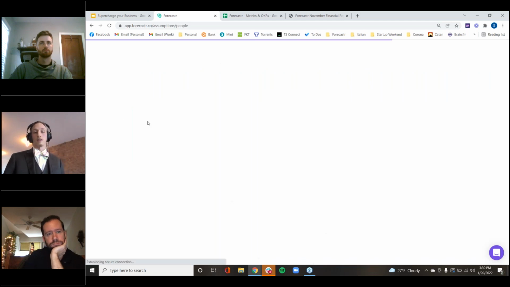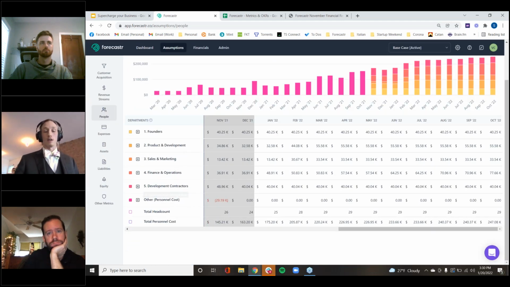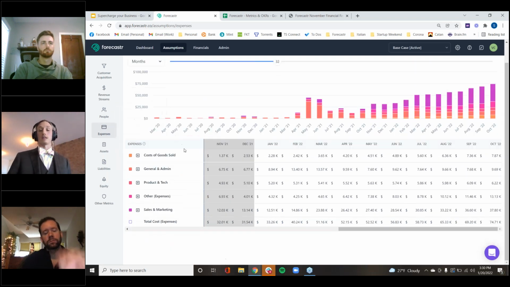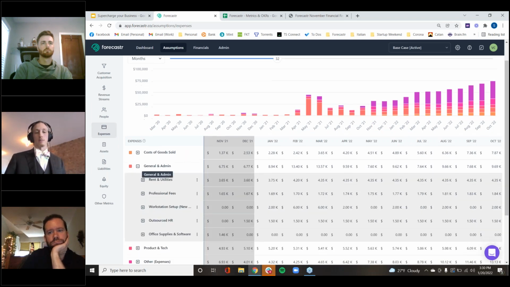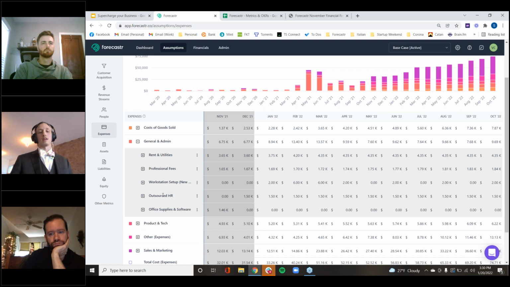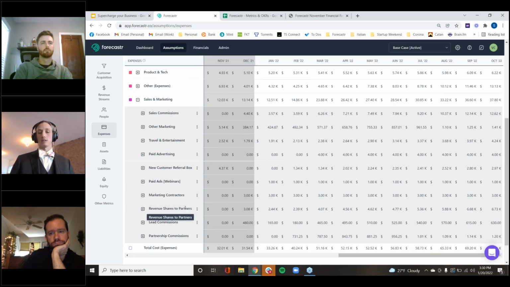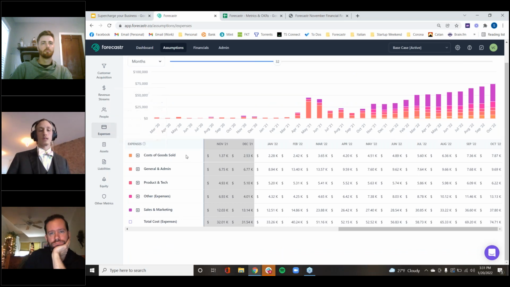On the people side, who do we need to hire? Who do we have right now? What departments are they in? How much are we spending right now on headcount? How's that going to change into the future? Expenses are just everything that's not a person, so what other expenses do we have? General and admin expenses like rent, professional fees, and HR and all that good stuff. Sales and marketing, we have a lot of sales and marketing expenses. So we track all of this in our financial model.